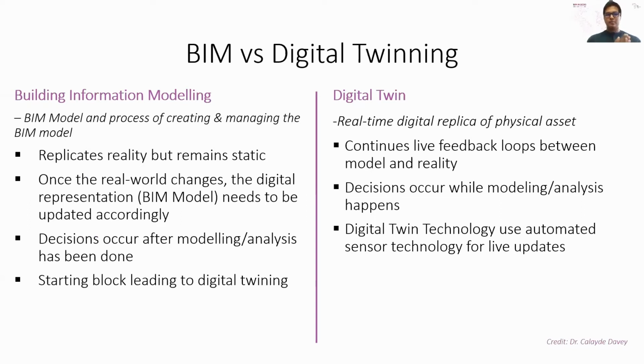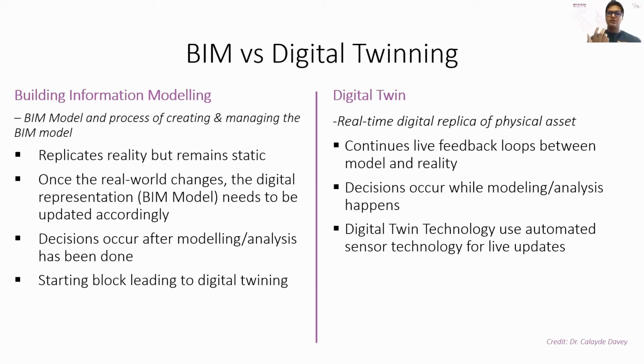On the left, you've got the BIM model, and on the right, you've got the digital twin. The BIM model is the BIM model and the process of creating and managing it. You would create it, you would manage it, you'd have to do it manually, because it is static. It replicates reality, but remains static. That is a very, very key point. It replicates the reality. You could see that, hey, there is the building, but it remains static because that's all it is, a representation. Once the real world changes, the digital representation, or the BIM model, needs to be updated accordingly, and you need someone to input that data.